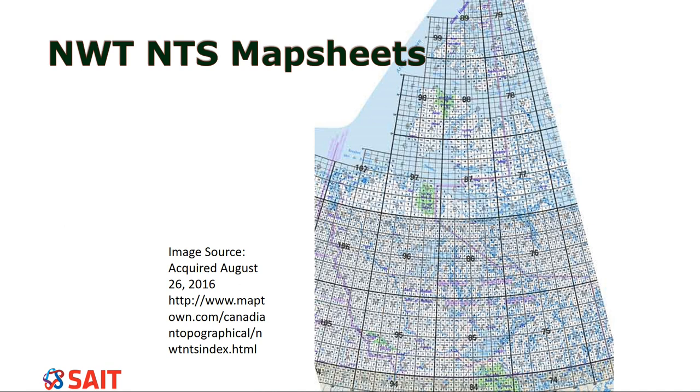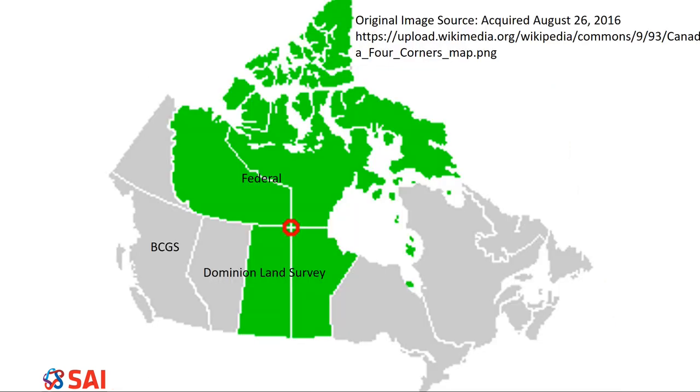All right, so the last one is the Northwest Territories. So here's the Northwest Territories. Now we're getting into the territories themselves. Why do we care about that? Because it is slightly different and it is federal. So if you end up working in any mining situation there, then you can continue to work with that. So the NTS system is a little bit different.